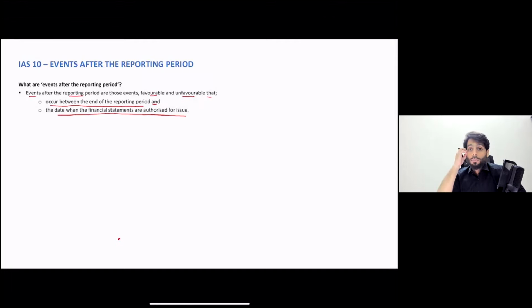Now, one of the most important words that you need to pick here is when the financial statements are authorized for issue. The financial statements do not need to be published by that point. The financial statements do not need to be approved by the shareholders by that point. The idea is that the ending time is when financial statements have been authorized, normally by the board of directors, for issue. Even if they are not issued but they are authorized, this is the ending period for the scope of IAS 10. Now I would like to drill these two lines further by explaining something.